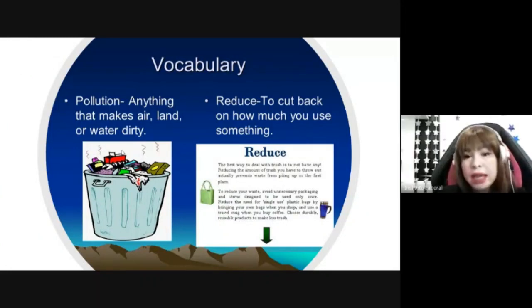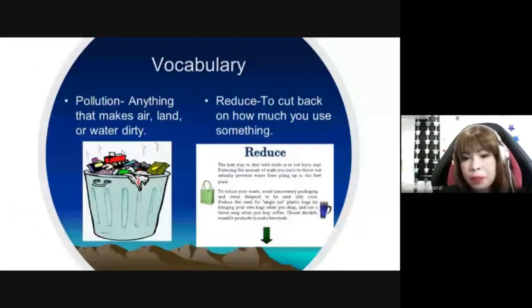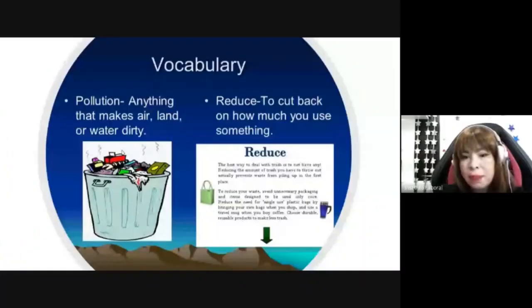Reduce is the best way to deal with trash. Reducing the amount of trash you have to throw out actually prevents waste from piling up in the first place. To reduce your waste, avoid unnecessary packaging and items designed to be used only once. Reduce your single-use plastic bags by bringing your own bag when you shop, and use a travel mug when you buy coffee. Choose durable, reusable products to make less trash.